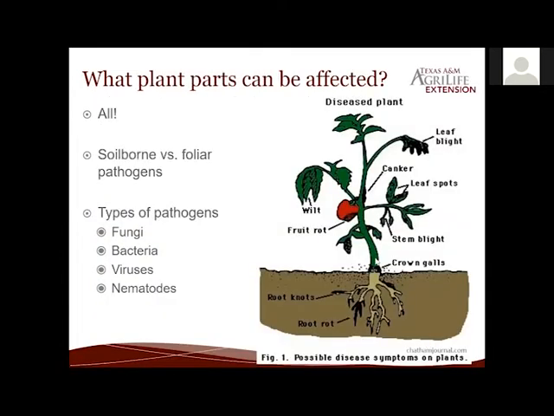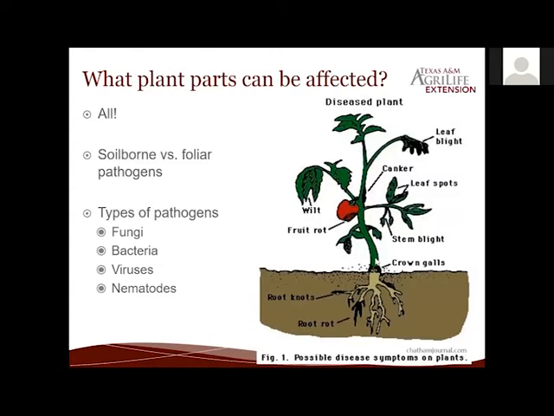All right, so pretty much all plant parts can be affected by plant diseases: roots, stems, leaves, fruit. And we categorize diseases in kind of two main groups, soil-borne and foliar pathogens. And those are primarily ones that we see with the initial infection on the above ground tissues versus the initial infection occurs in the soil. And it also kind of refers to where the pathogen resides.